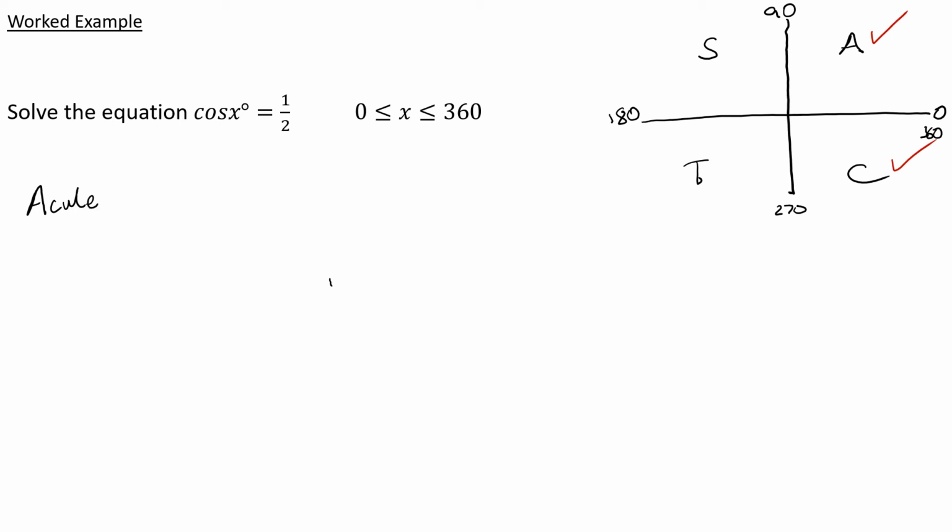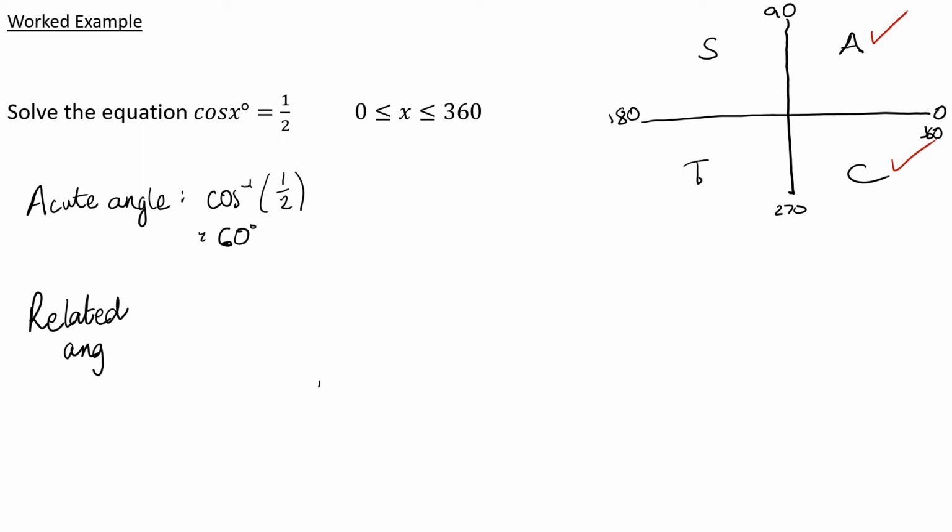What we're going to do now is find our acute angle. To find our acute angle, we'll do cos inverse of 1/2. On your calculator, you should find that that is 60 degrees. We then want to find our related angles. So where are our two angles? Well, we've got an angle in quadrant 1 and we've got an angle in quadrant 4. Remember, it goes 1, 2, 3, 4.